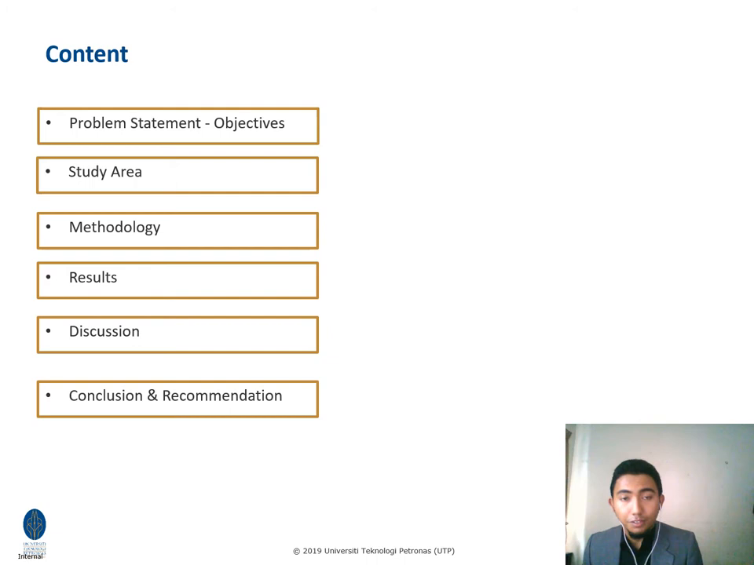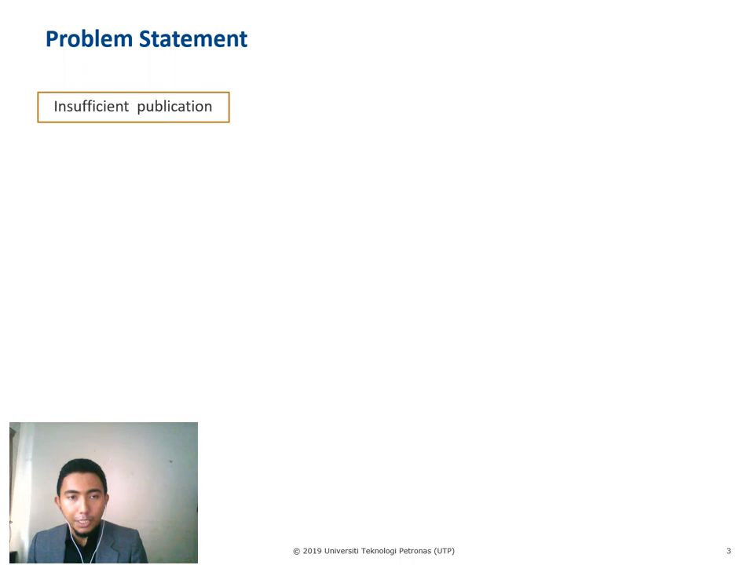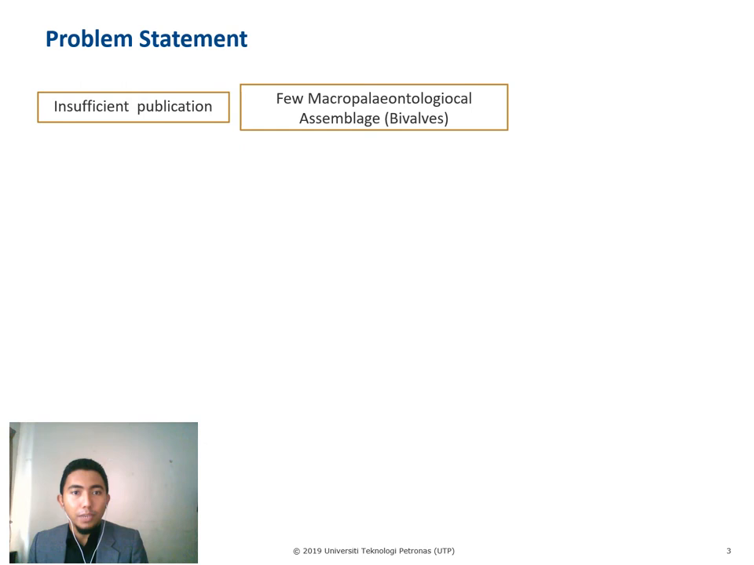So first, the problem statement is the insufficient publication of the black shale facies, shale unit of the Semanggol, Northern Semanggol. Next, we have a few marker paleontological assemblage bivalves conducted or tested, proving presence in the Semanggol Formation, Northern Perlis. Then there is the age variation of the northern area of the Semanggol Formation from previous studies.